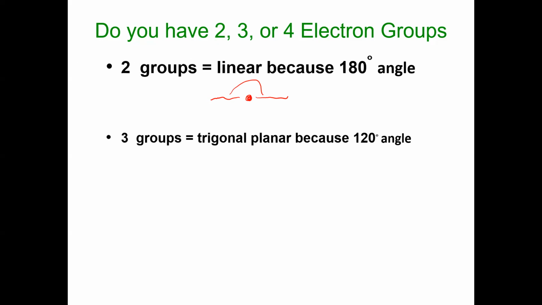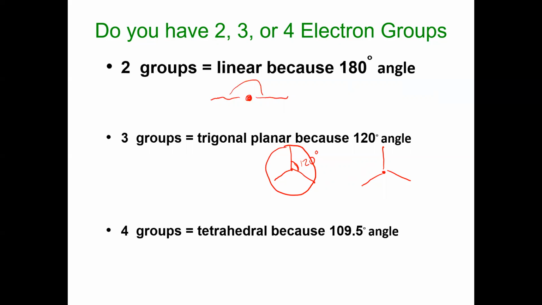If I have 3 groups, that's referred to as trigonal planar. It forms a molecule that has essentially 3 sides and it's in a flat plane. So you can think of it as if I have a circle and I split it into 3 equal parts, a circle has a central angle of 360 degrees. If I split it in 3 equal parts, each angle here is 120. So the central atom would be in the center, and then I would have 3 groups attached, forming roughly 120-degree angles.